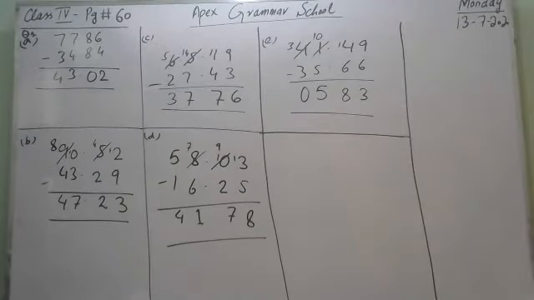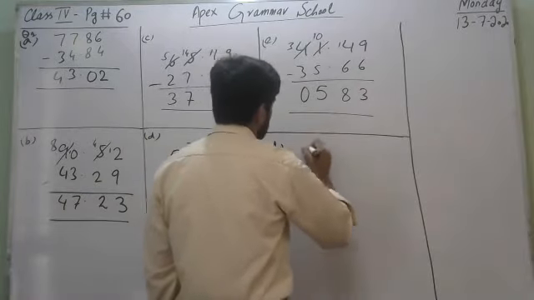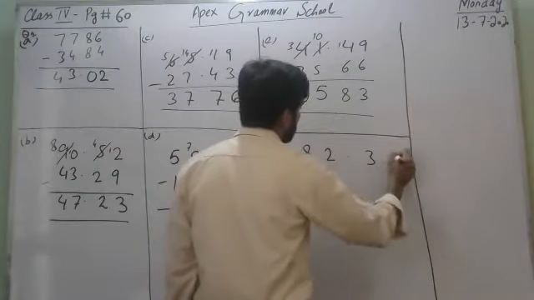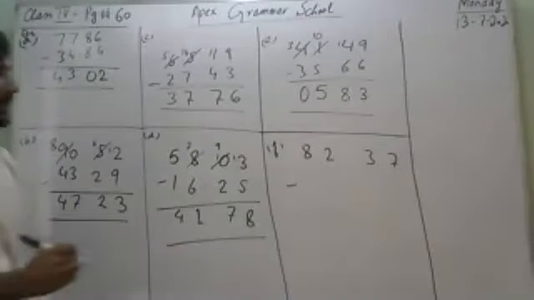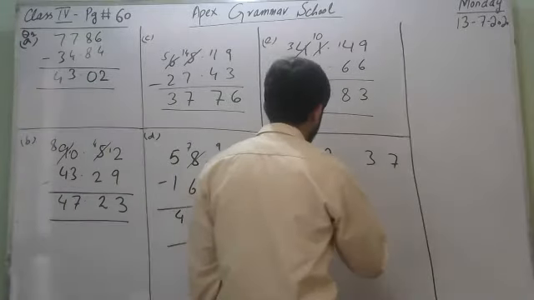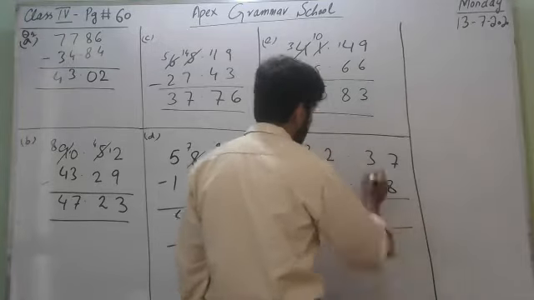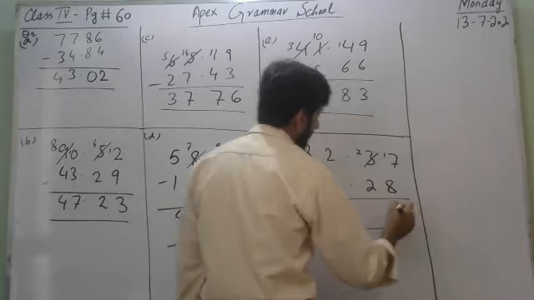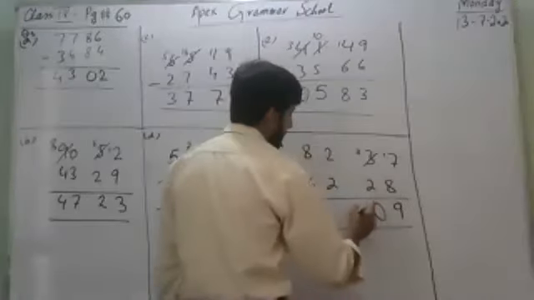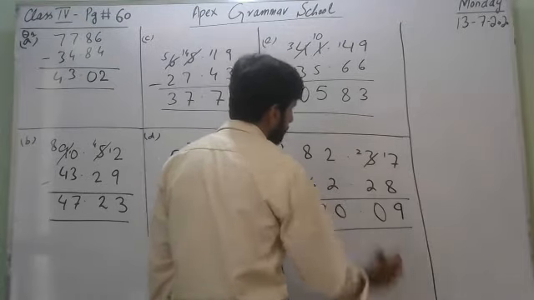And the last part of question number 1 is 82.37 minus 62.28. 17 minus 8, this is 9, 2 minus 2, this is 0, decimal as it is, 2 minus 2, 0, and 8 minus 6 is 2.